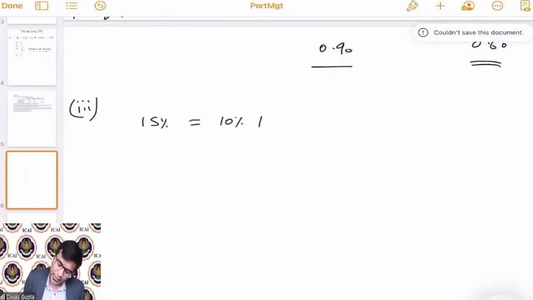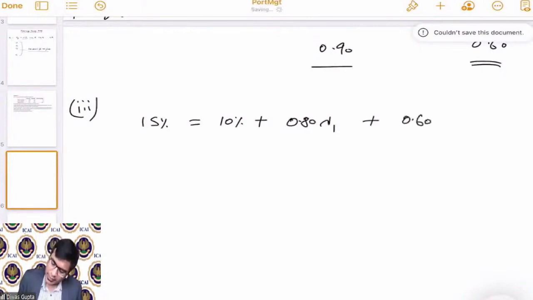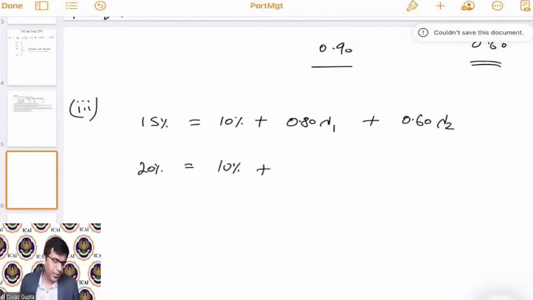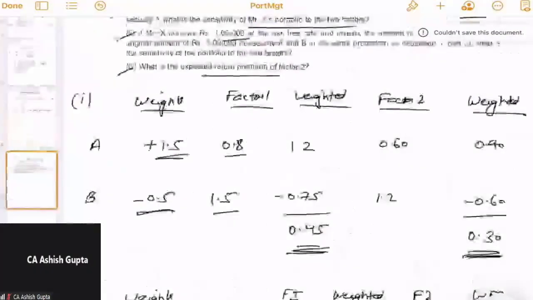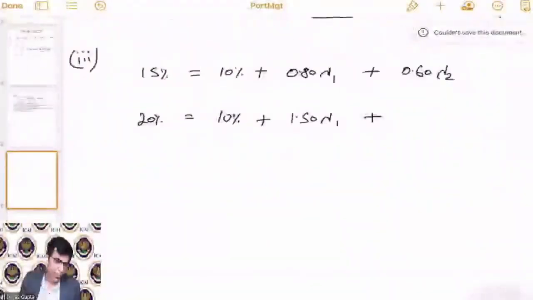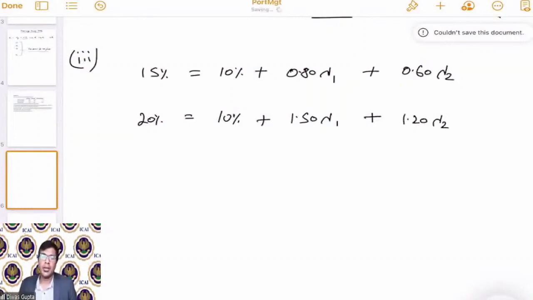15% is equal to 10% is the risk-free plus 0.80 is the factor for 1 plus 0.60 is the factor for 2, correct? Similarly, for 20%, which is the security B, is equal to 10% plus the factor for the beta for 1 is this, and the beta is 1.2. Okay. Now, this is using the arbitrage pricing theory that we have put both the equations here.